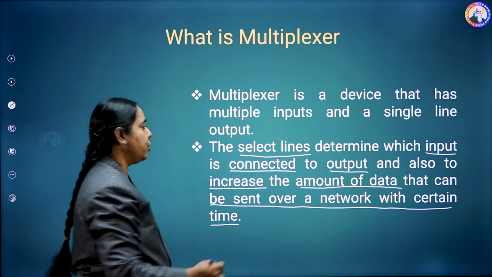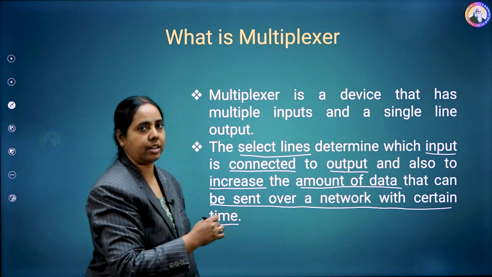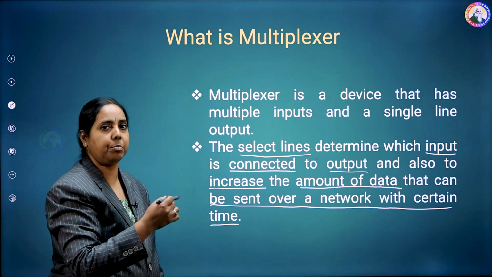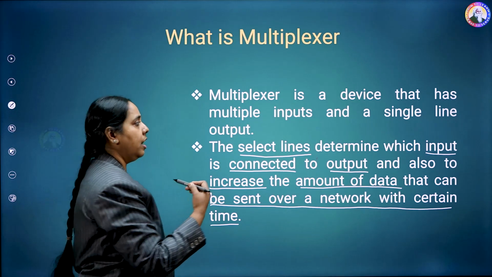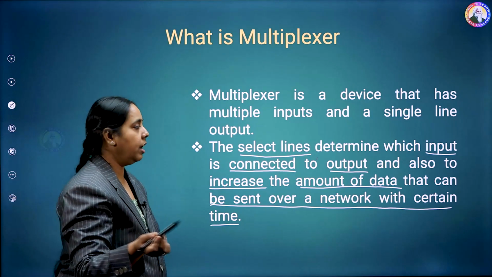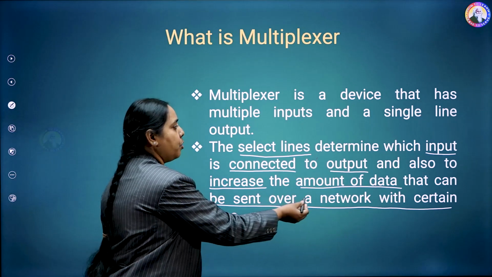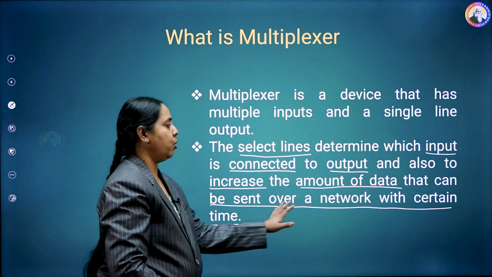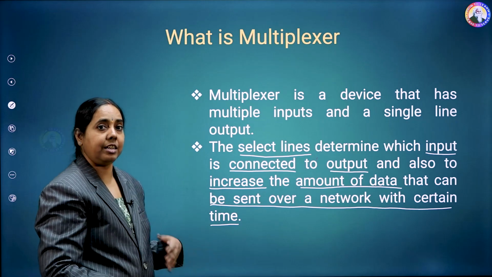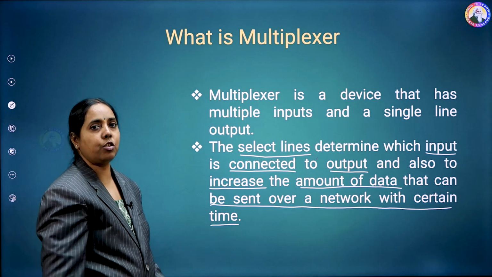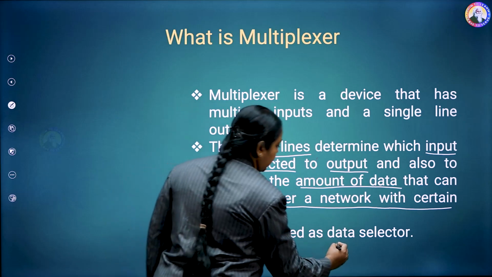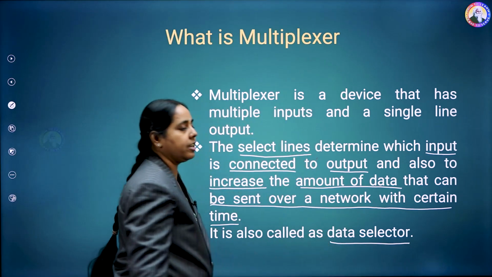So the main function of the select or selection lines: in the multiplexer, along with the multiple inputs, you will have selection lines, and those selection lines will determine which input is to be connected to the output, and also it will increase the amount of data that can be sent over a network in a certain time. And as it is selecting the data, this multiplexer is also called a data selector.